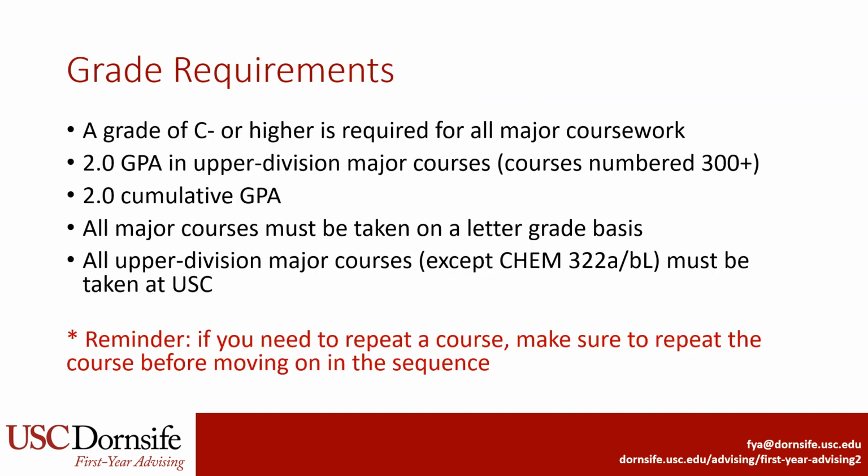For both the neuroscience and computational neuroscience majors, a grade of C- or higher is required for all major courses. All USC students, regardless of major, are required to have at least a 2.0 GPA in upper division major courses and at least a 2.0 GPA overall. All major courses must be taken for a letter grade, not pass/no pass. All upper division courses must be taken at USC. The exception is organic chemistry, which may be taken off campus. Lower division courses such as calculus, introduction to psychology, and general chemistry may be transferred in.